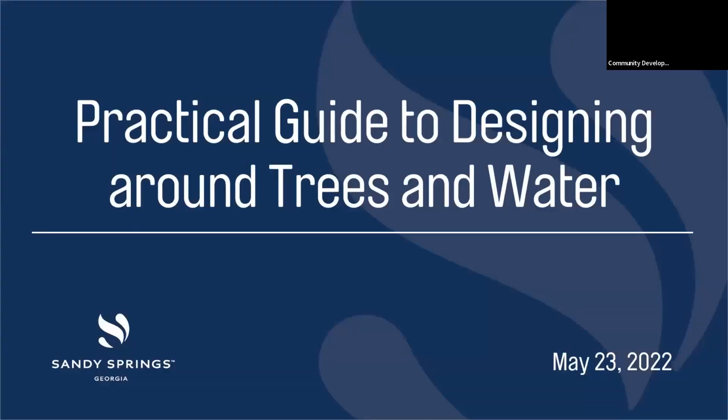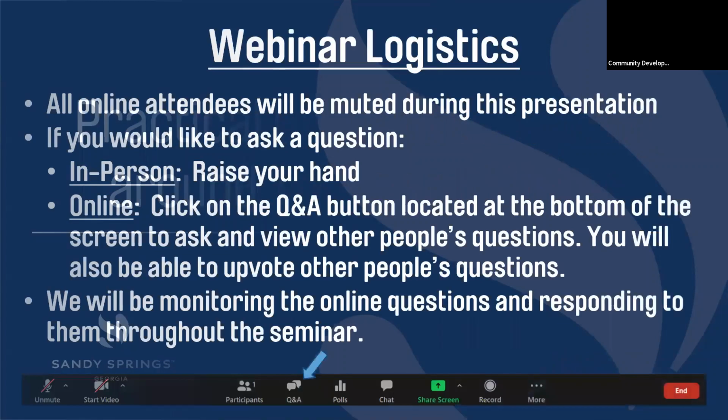So today we're going to be talking about a practical guide: designing around trees and water. A couple of logistics. We have a mixed batch. I have a handful of people attending online and quite a few people here in the office as well. If you have a question and you're in person, please raise your hand. Everybody online, if you look down at the bottom, there's a Q&A button. Go ahead and click that and type in your question, and we'll be monitoring that. We'll repeat the question when the time comes. And if you see somebody asking a question that you agree with, you can always upvote that as well.